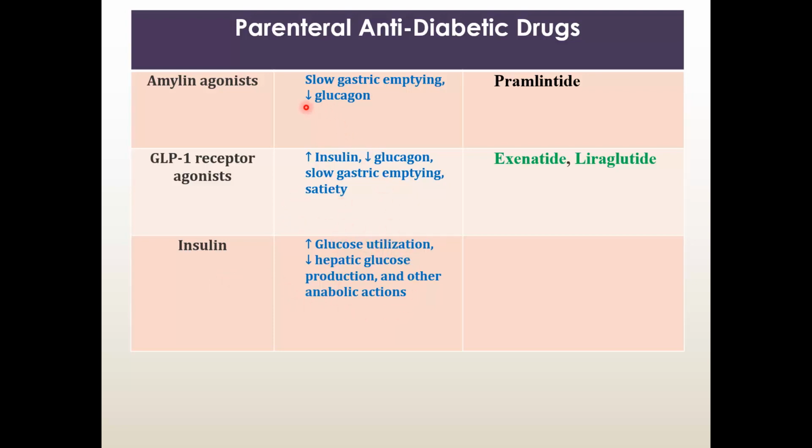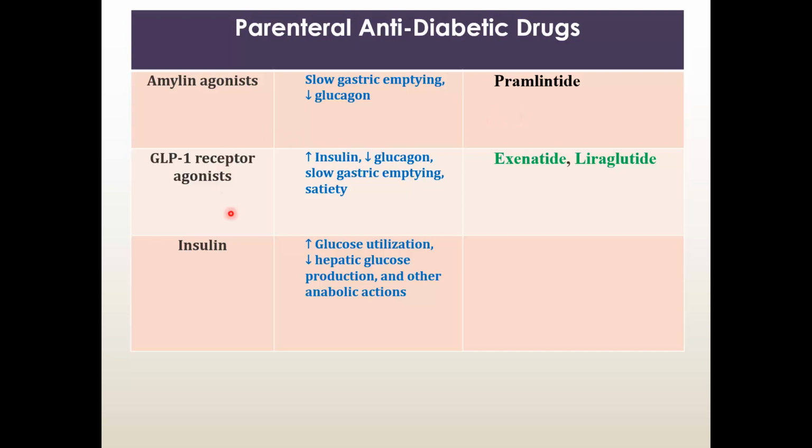Amylin agonists are drugs which are given parenterally, and they basically slow gastric emptying. So the hyperglycemia just after a meal does not occur, and it also inhibits glucagon secretion. The drug is pramlintide, but it is not very much used in India, especially it is not a first line drug. If the diabetes is not controlled with the first line drugs, then we go for this kind of drug.